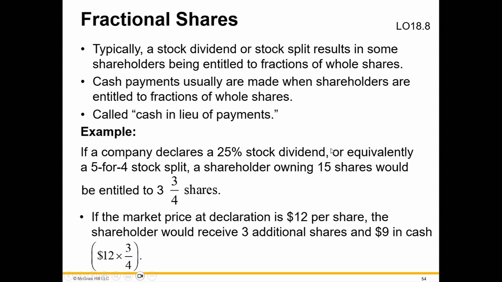A company declares a 25% stock dividend, or equivalently a 5-for-1 stock split. A shareholder owning 15 shares would be entitled to 3 3/4 shares. Typically, a stock dividend or split results in some shareholders being entitled to fractions of whole shares. And that's just because of the math, right? I mean, not everything divides, multiplies, or divides evenly. So if the market price is $12 per share, the shareholder would receive 3 additional shares and $9 in cash. So in other words, 12 times 3/4.